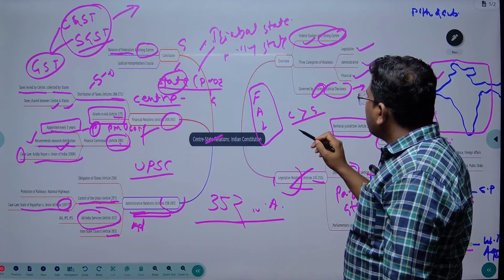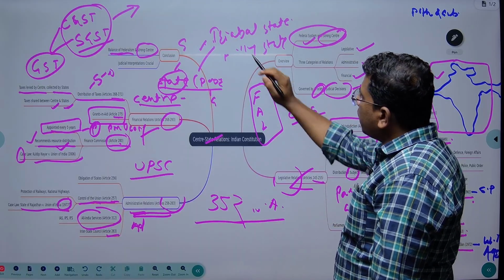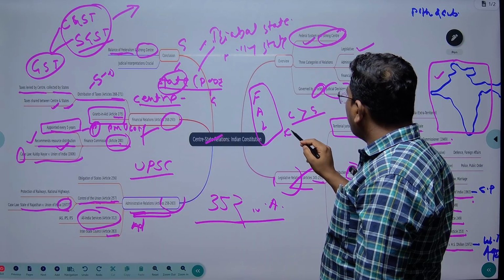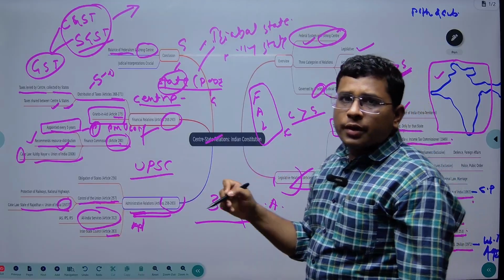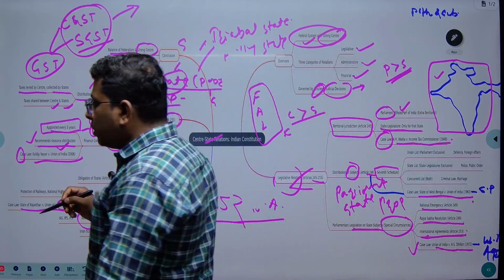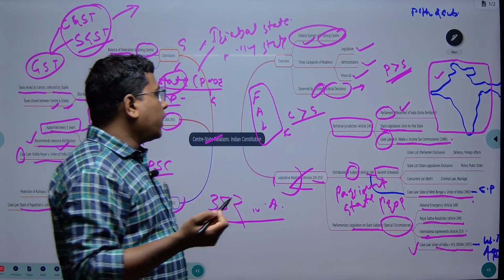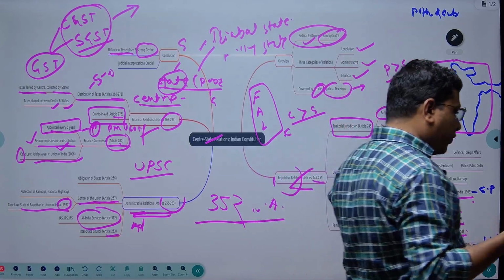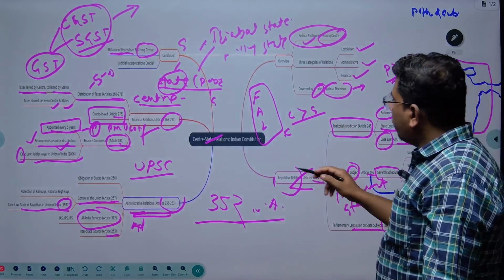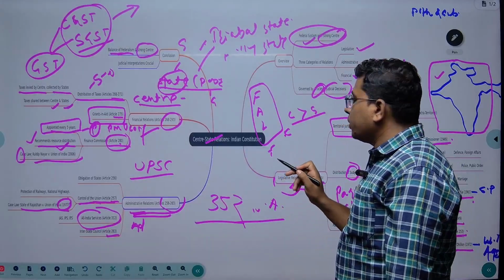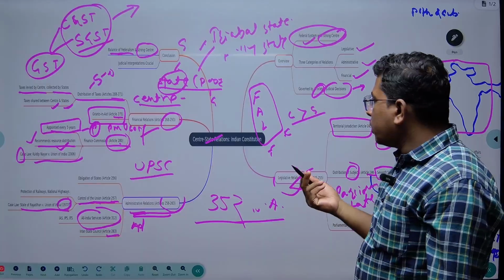So that's why we can say that the Indian constitution is more unitary, that is, more power to the union than the state, and federal in nature. Federal means states also have some rights, right? Whether it's the state list or even the concurrent list also.